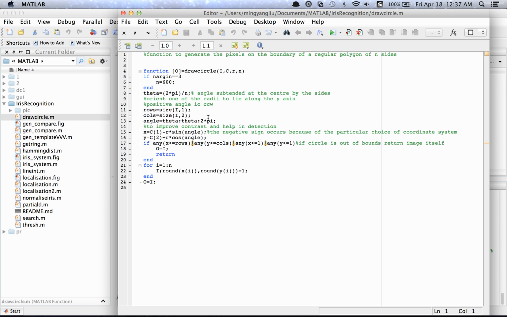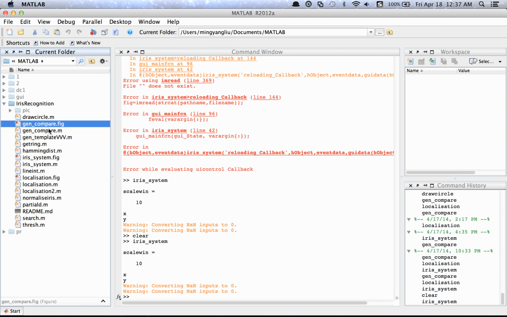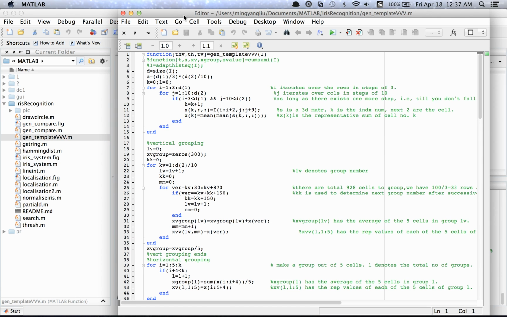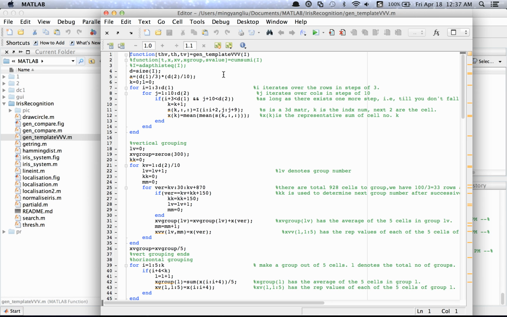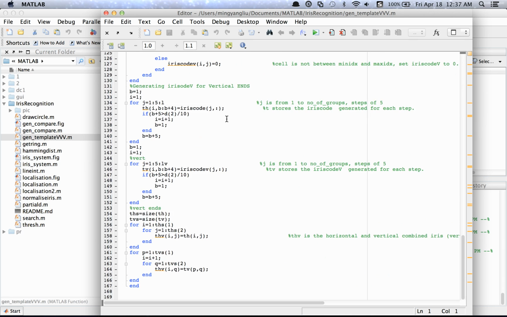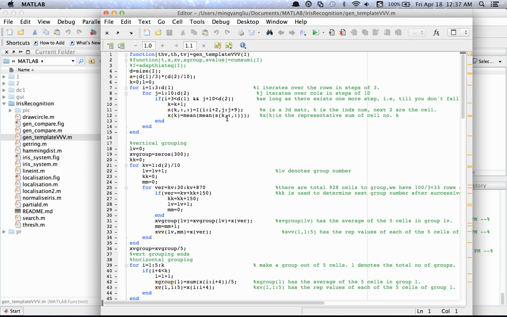You can see that the input parameters include the image, the center coordinate of the circle, the radius, and the number of sides, and its output is the image with the circle. Then the next one we look at is the generate templates function. This function is used to generate a template of the picture. It's very simple and basic.